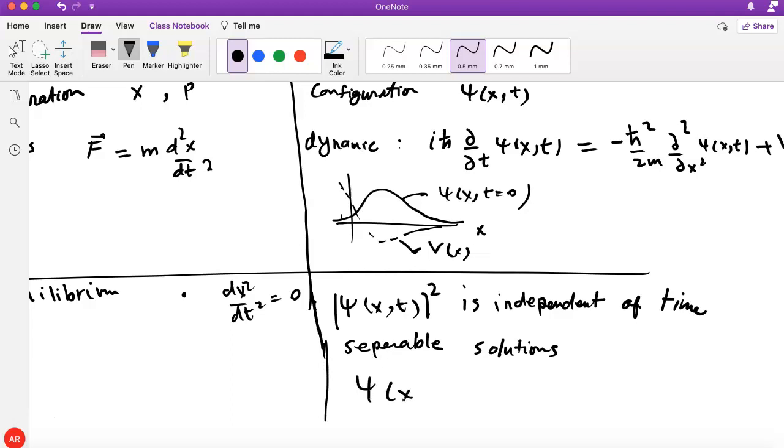So basically, psi of x and t is going to be a function of time times a function of position. The notation is a little bit unfortunate here. This is typically written as capital Psi, and then we write it as a small psi of x times another function, let's say phi of t. So let me see how I can make that notation clear.